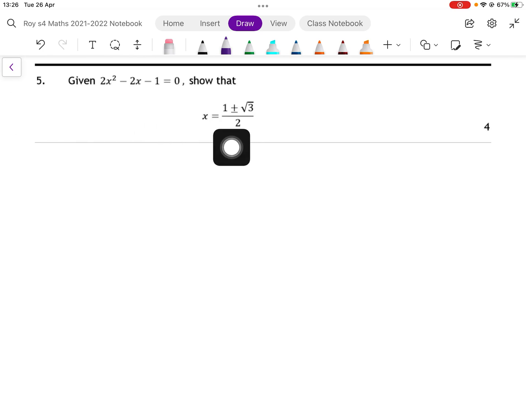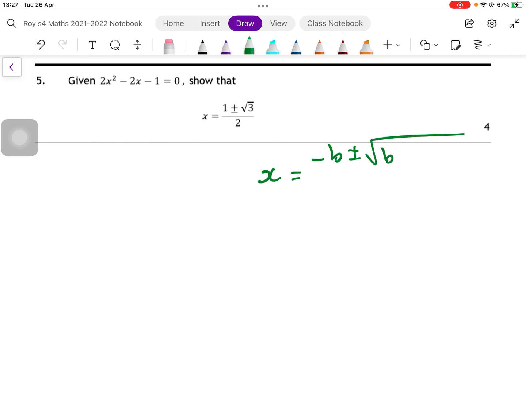Here, because the bit that follows is asking me for my answer in this form, that's really like the last step or two of the quadratic formula. So I'm going to state the quadratic formula by copying it from my formula sheet, okay? So minus b plus or minus the square root of b squared minus 4ac all over 2a. Now, all I need to do is substitute in my values of a, b, and c.